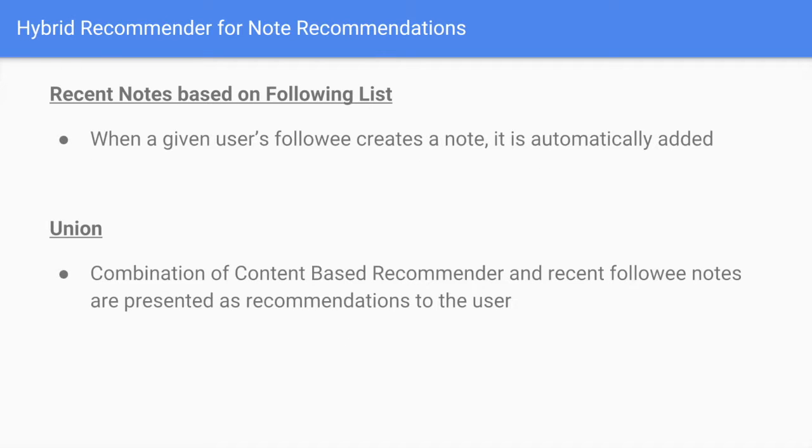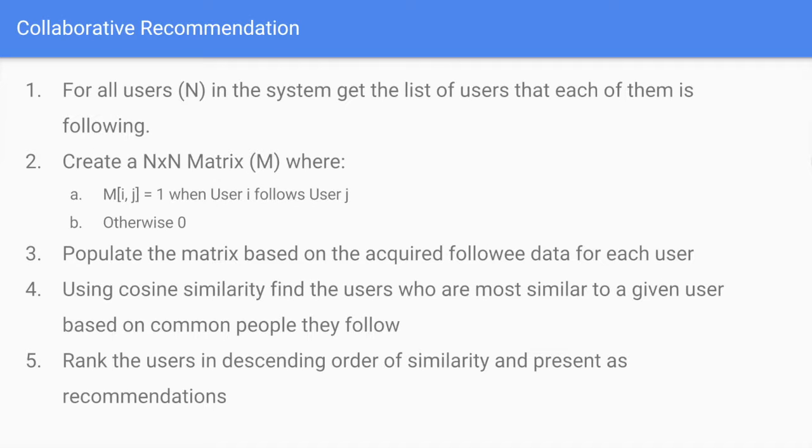We have a system where a given user can follow somebody, and whenever the followee creates or updates any kind of notes, it is automatically added for the person who is following that person. So in all, we have combined the content-based recommendations and the recent followee notes as a recommendation to a particular user. We implemented collaborative recommendation so that a particular user can follow other users.